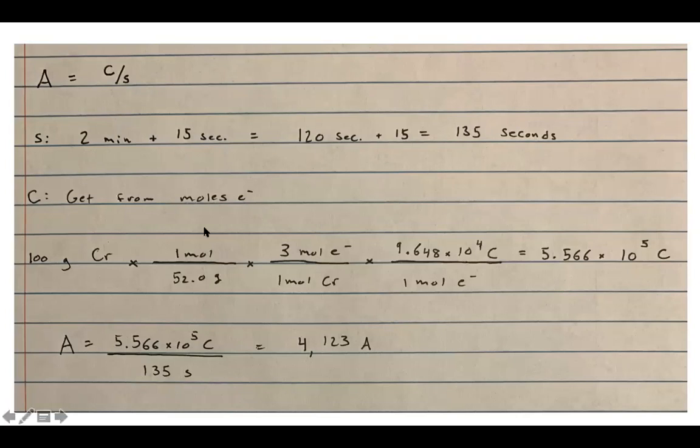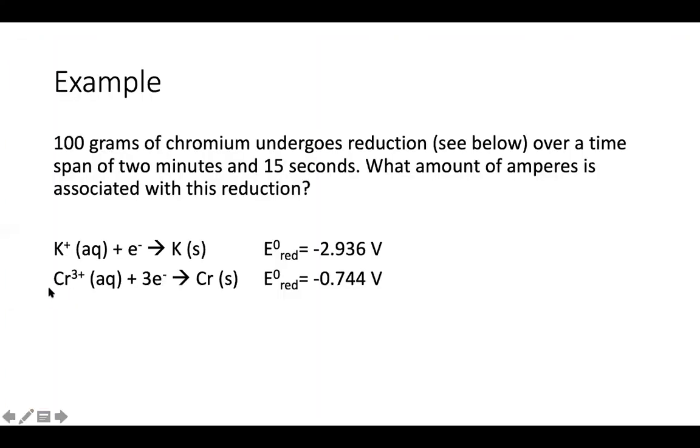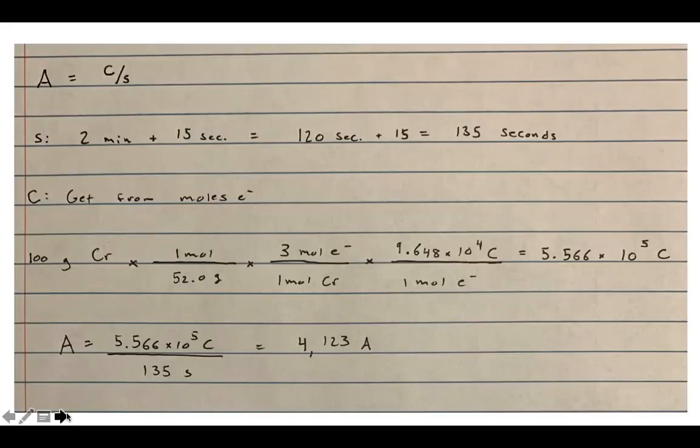So I'm going to get it from electrons. If I had 100 grams of chromium, 1 mole of chromium is 52 grams. And from my half reaction, I could see that 1 mole of chromium 3+ is associated with 3 electrons. That's how I get that conversion.